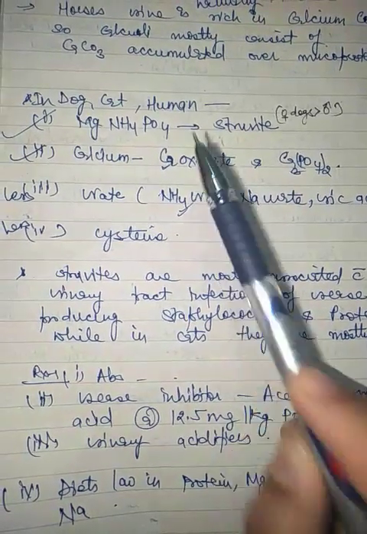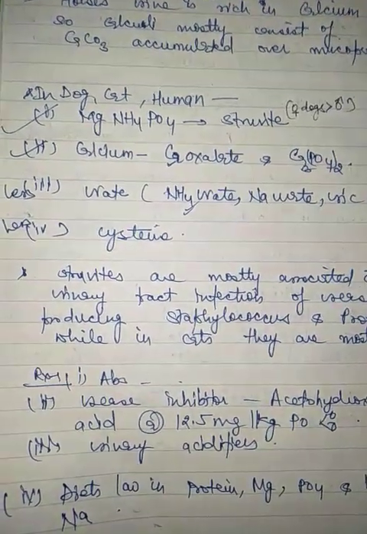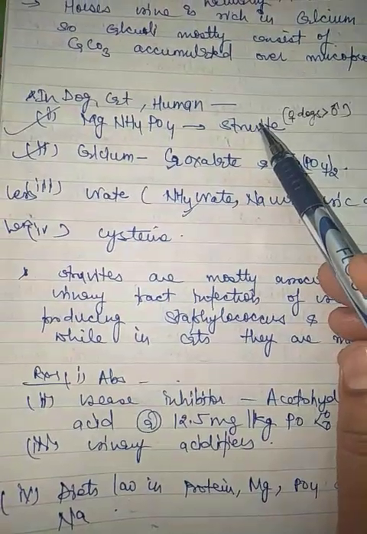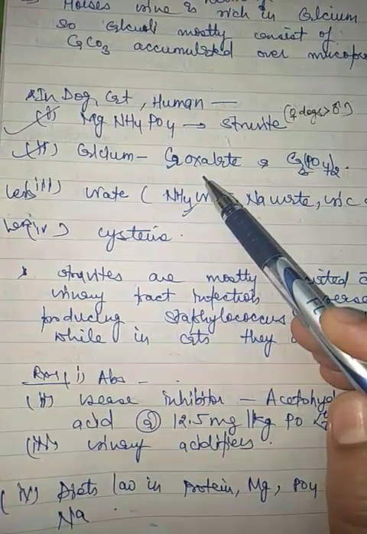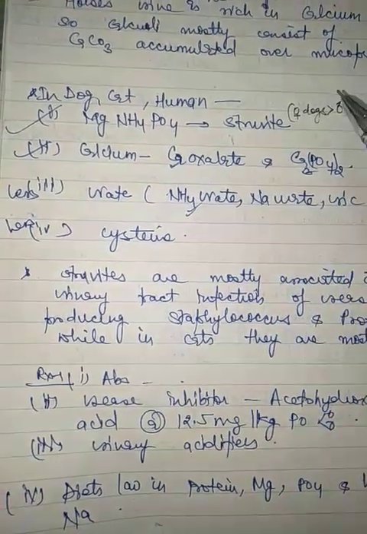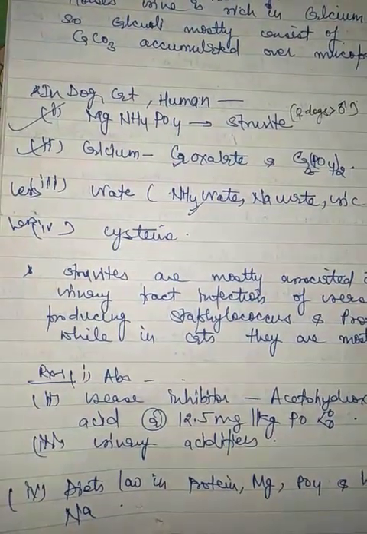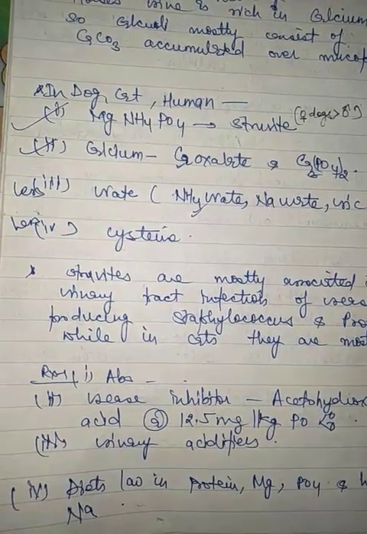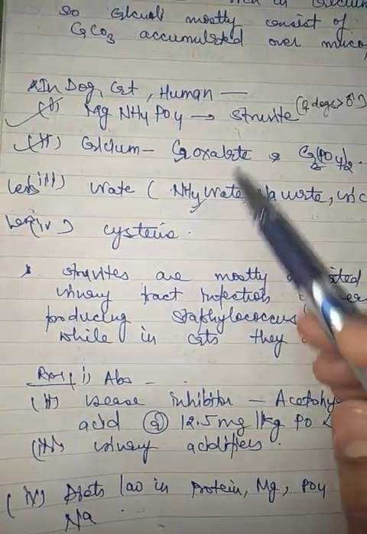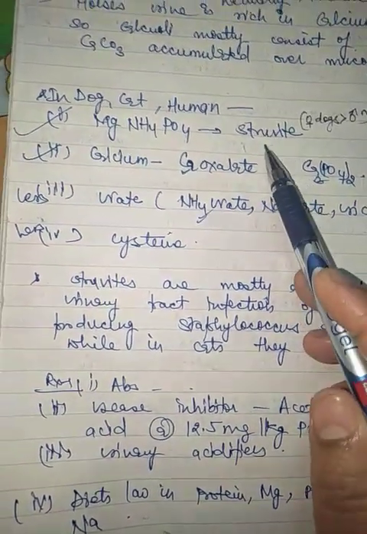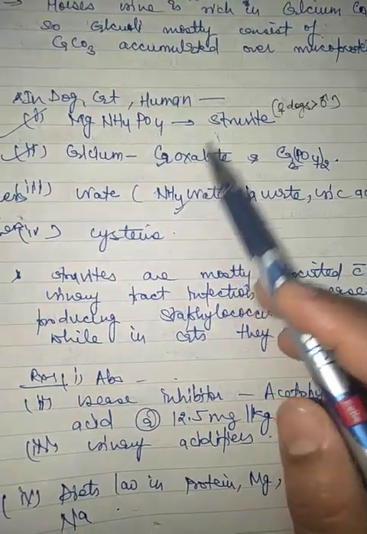But over the past 20 years, the cases of struvite are decreasing and the calcium oxalate cases are increasing. So in the present scenario we can say that struvite and calcium oxalate are present in nearly equal amounts, near about 40 to 50% of the cases in dogs and cats being struvite and calcium oxalate.